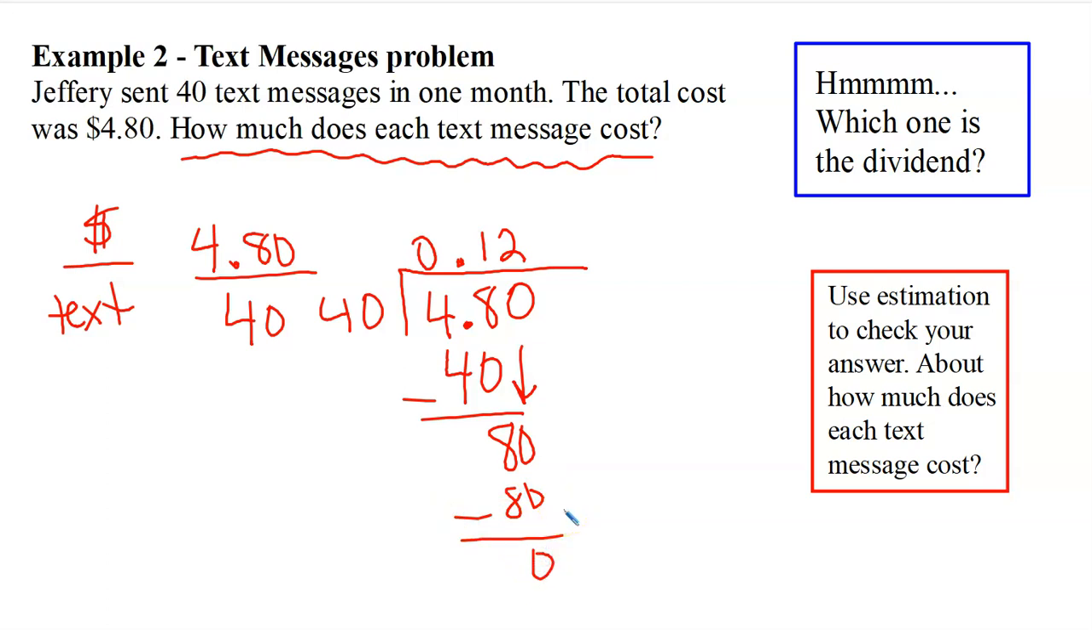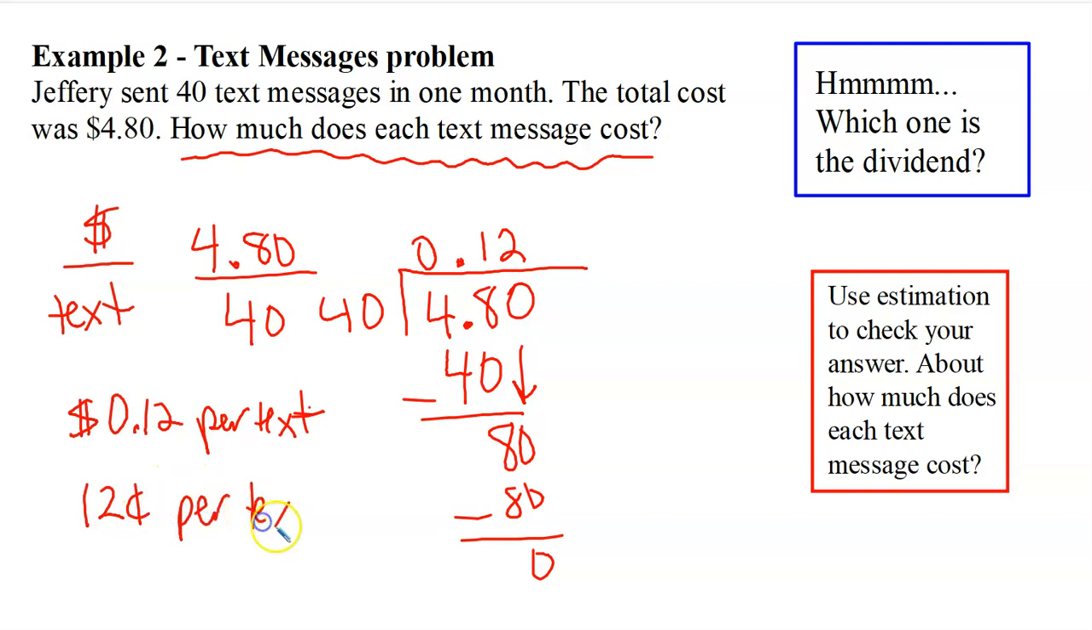So each text message cost, now remember, don't make that mistake that Gary the grocer made. Either I do this, 12 cents per text, or I use the cent symbol, right? 12 cents per text.